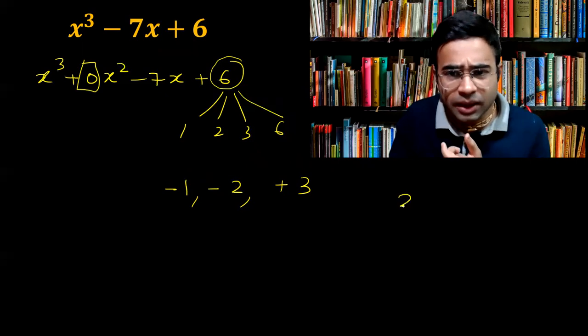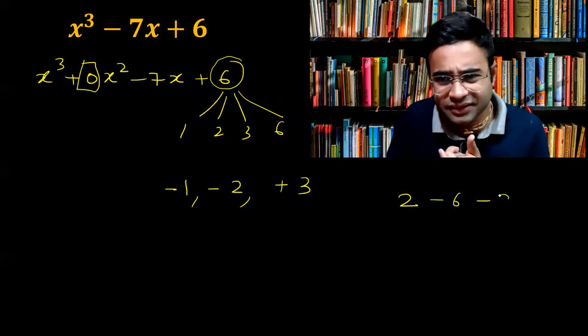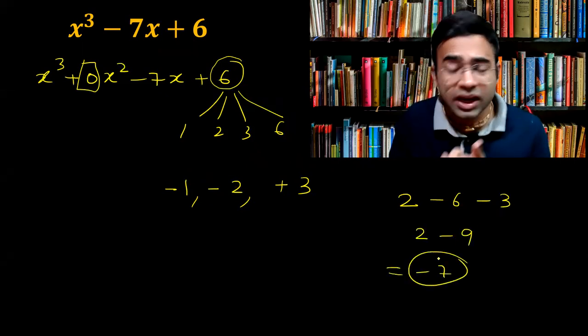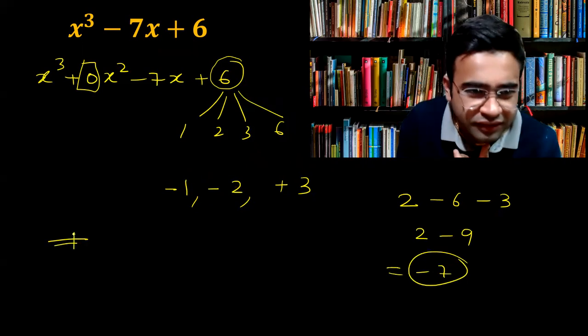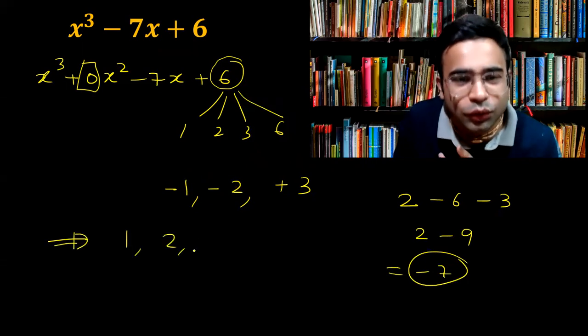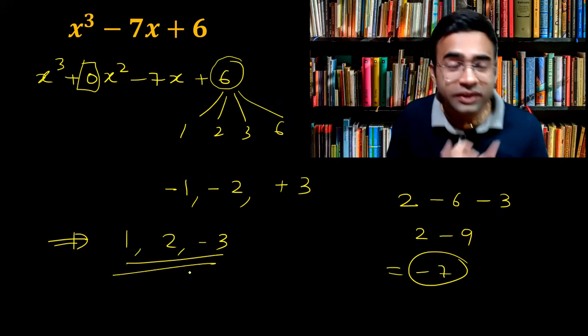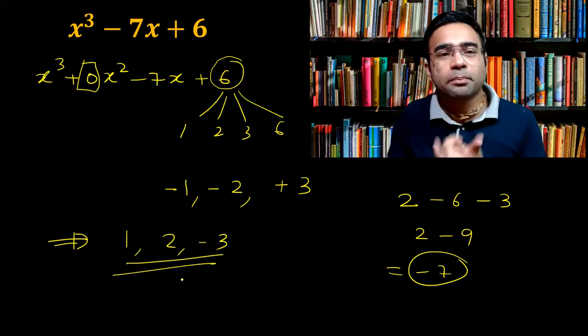-1 into -2 becomes 2. -2 into 3 becomes -6. 3 into -1 becomes -3. And that's 2 minus 9. That becomes -7. Oh, the last verification is done. So finally, what is the answer? Change the sign. 1, 2, -3. Wasn't that quick, kids? That's the beauty, kids.